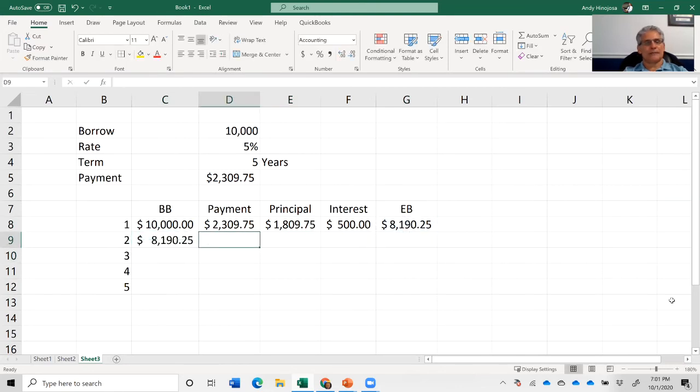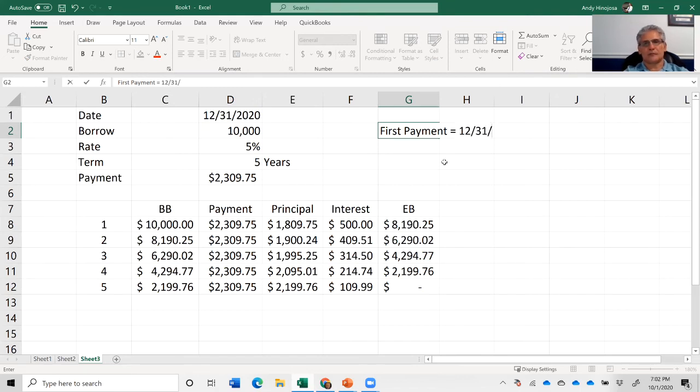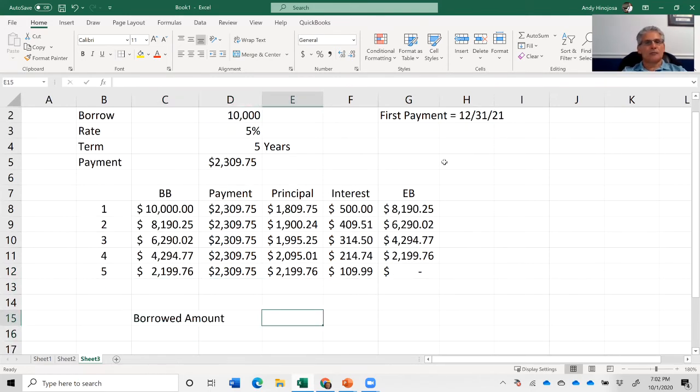And we can quickly fill these in. So we signed the note on 12/31/20, and now we're ready to accrue for this. And it could be at any time during the year, but let's assume that our payments are due at the end, at 12/31. So our first payment is scheduled at 12/31/21. All right, we're putting together a set of financial statements. We know that the total amount is equal to $10,000. That's what we're borrowing.